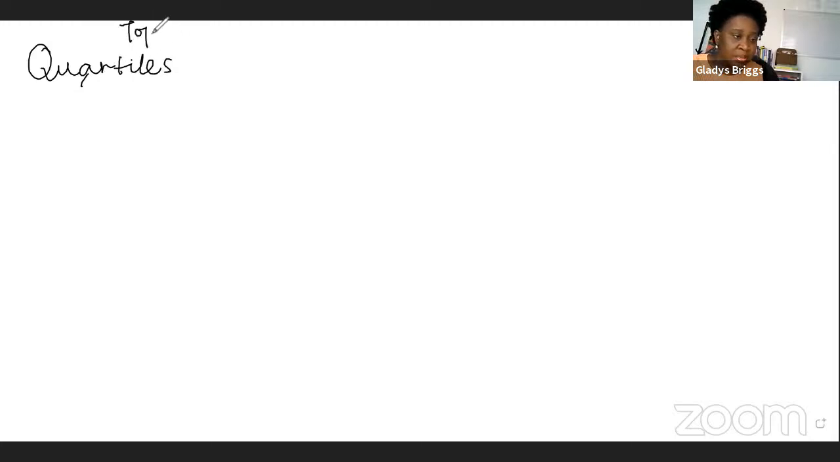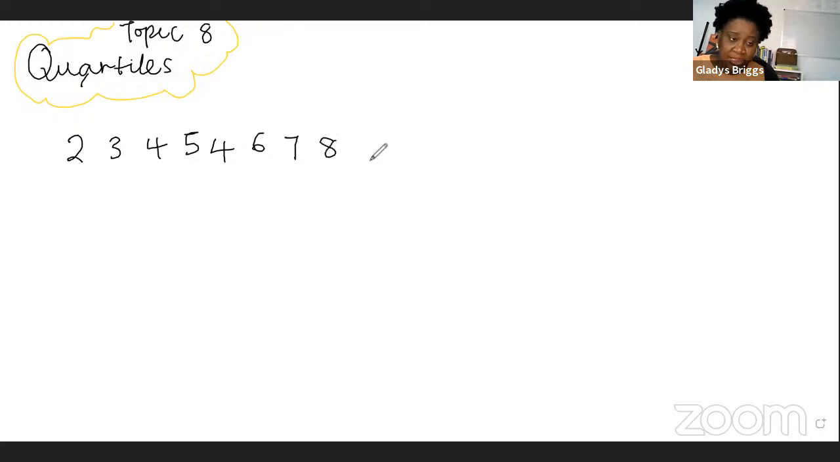Okay, topic 8. Topic 8 is about understanding dispersion, okay? The spread of the data. So we started to look at quartiles. We looked at quartiles for ungrouped data, and I put that data up: 2, 3, 4, 5, 4, 6, 7, 8, 8, 7, 5. If you have a look over in your notes, you will find all of those written in your notes.